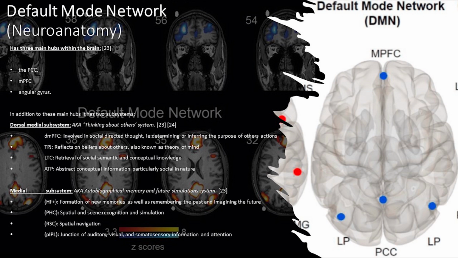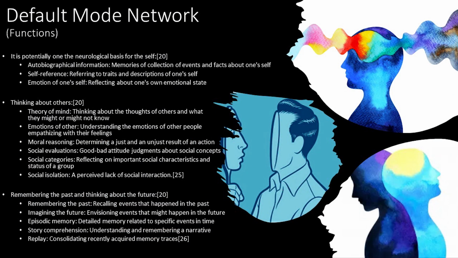The medial subsystem is related to autobiographical memory and future simulations. So it's the formation of new memories as well as remembering the past and imagining the future, spatial scene recognition and simulation, spatial navigation, and junction of auditory, visual, and somatosensory information and attention. What's really interesting about this network is that it's potentially one of the neurological bases for the self, in terms of your own memories, self-reference, your understanding of your traits and descriptions of yourself, and emotions of oneself as well, reflecting on your own emotional state.